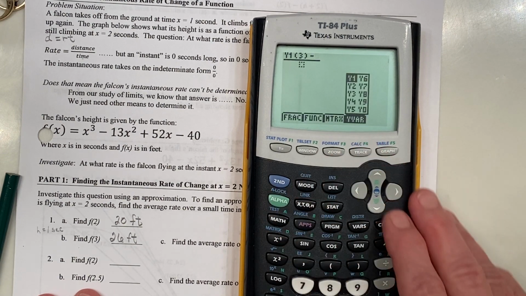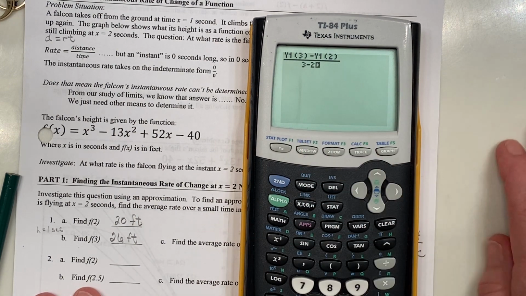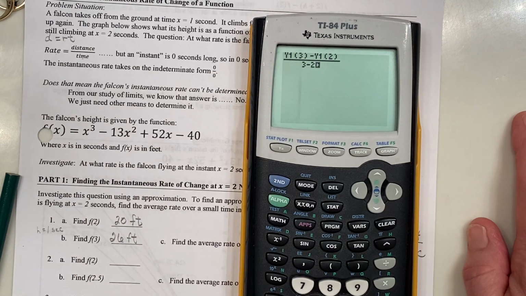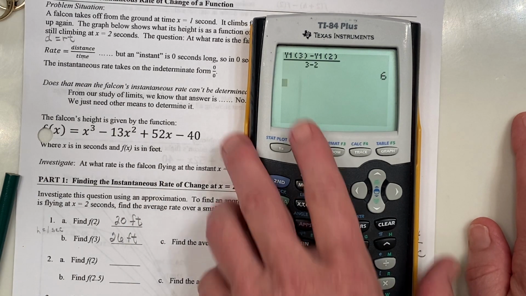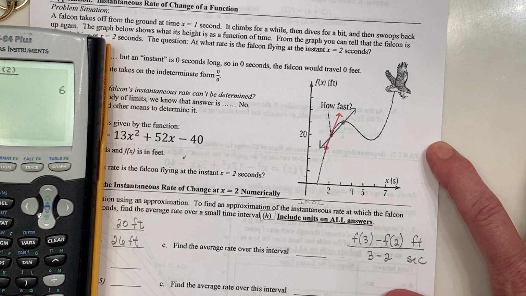I believe we did this in the swinging door problem, so you may have familiarity with this. I hope you do remember that. And then I can just put down 1 here, or I might as well just do 3 minus 2. But of course, I know numerically that 3 minus 2 is 1, so it won't matter. In our setup, we want to show 3 minus 2. All right, so I get an answer of 6 feet per second.